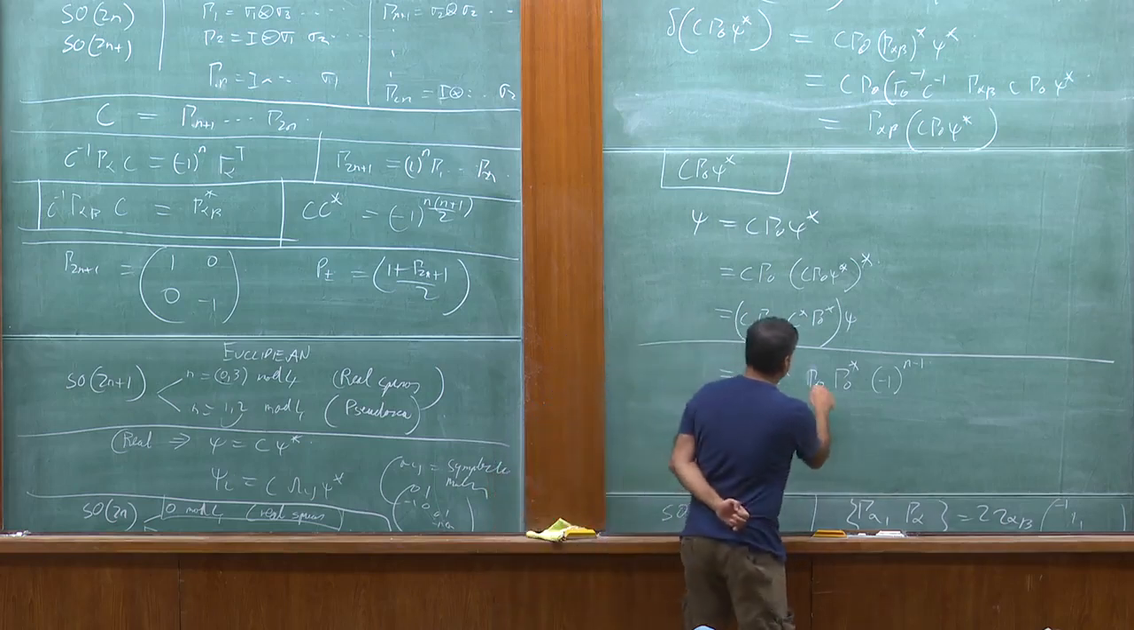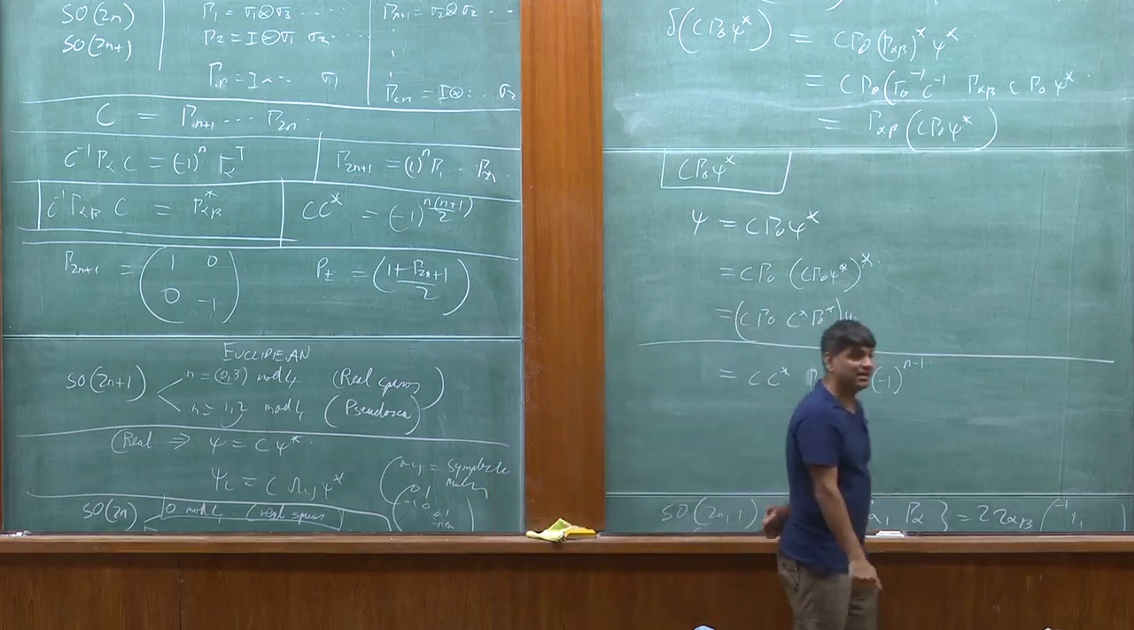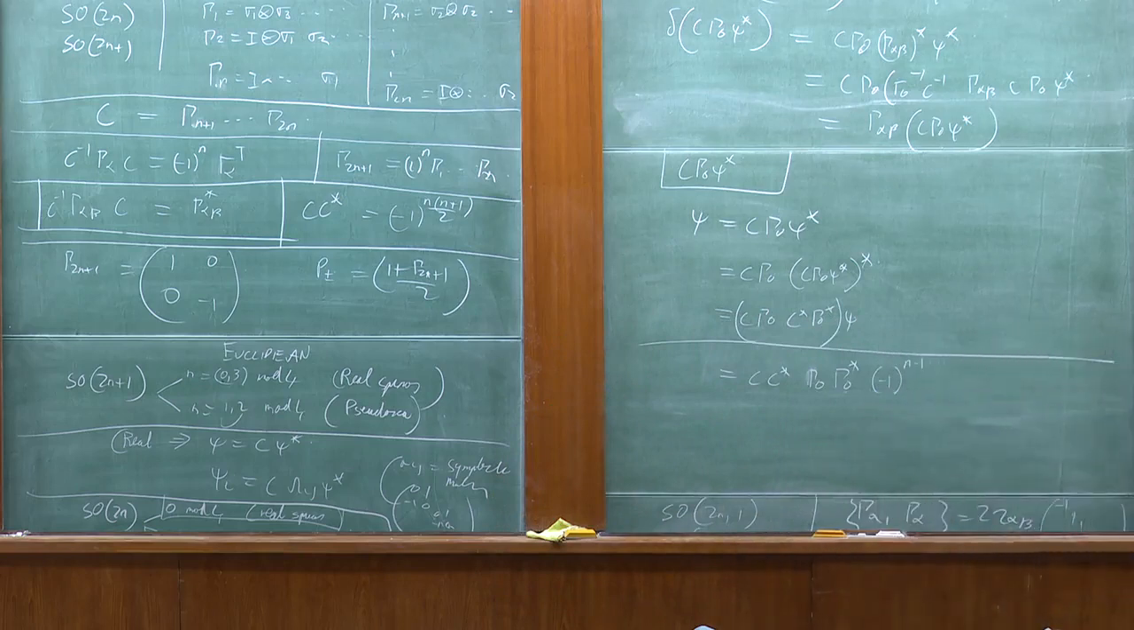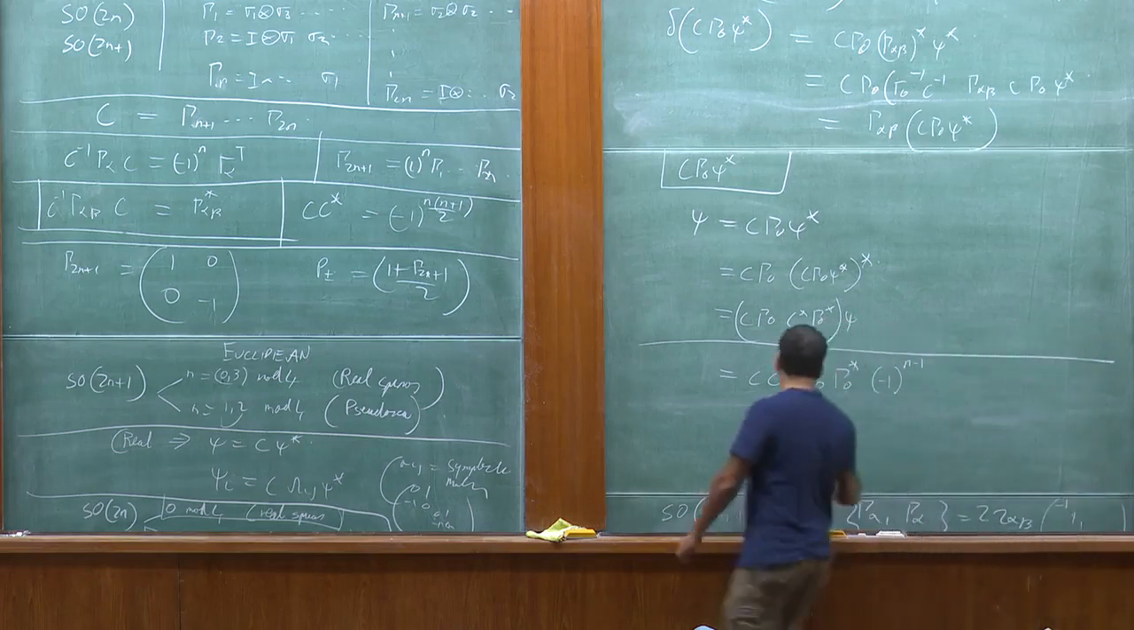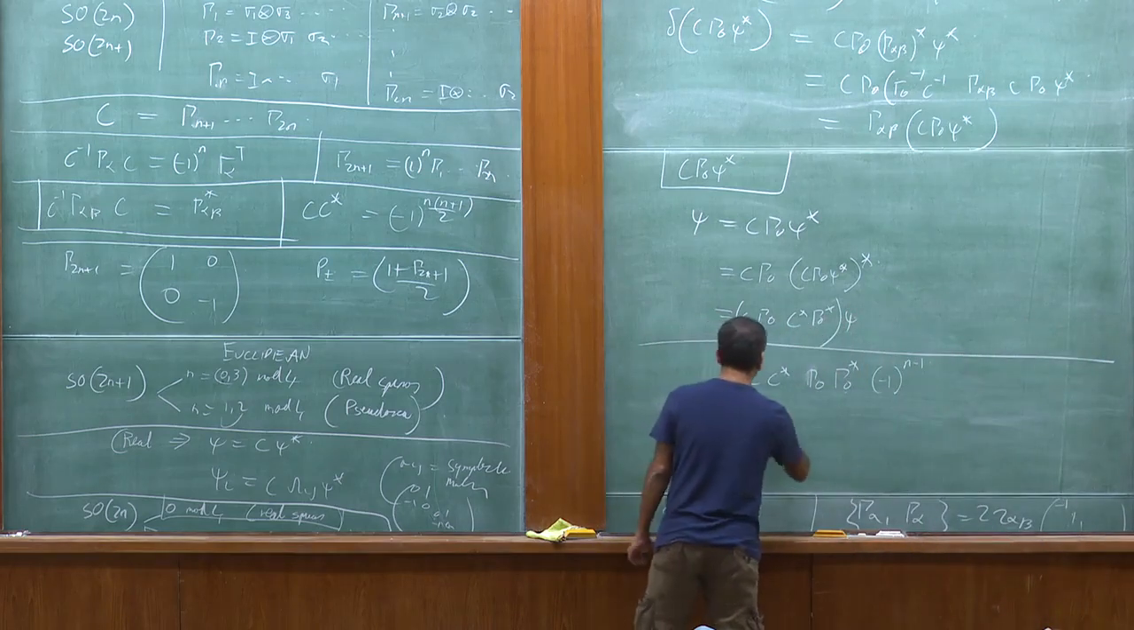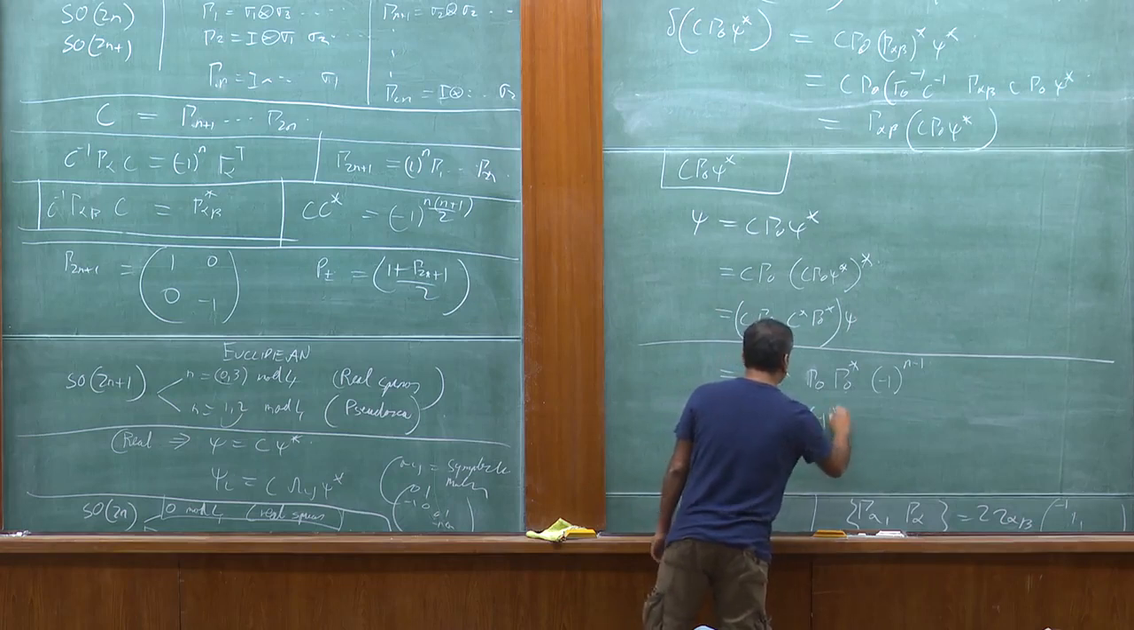Now, what is gamma 0 times gamma 0 star? Remember, gamma 0 was real, because it was gamma 2n, which was imaginary, and then we multiplied by a factor of I. So gamma 0 star is the same as gamma 0. So gamma 0 times gamma 0 star is minus 1. So this is equal to C star into minus 1 to the power n.